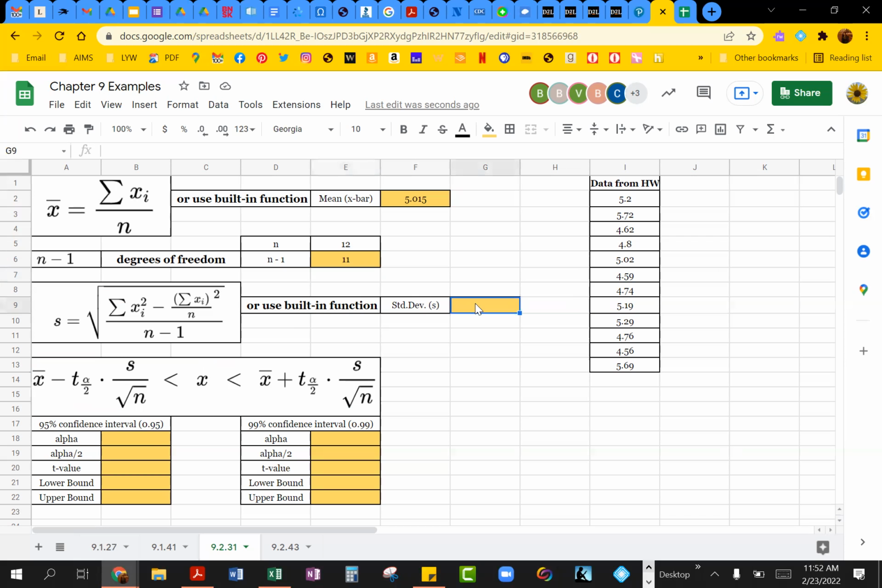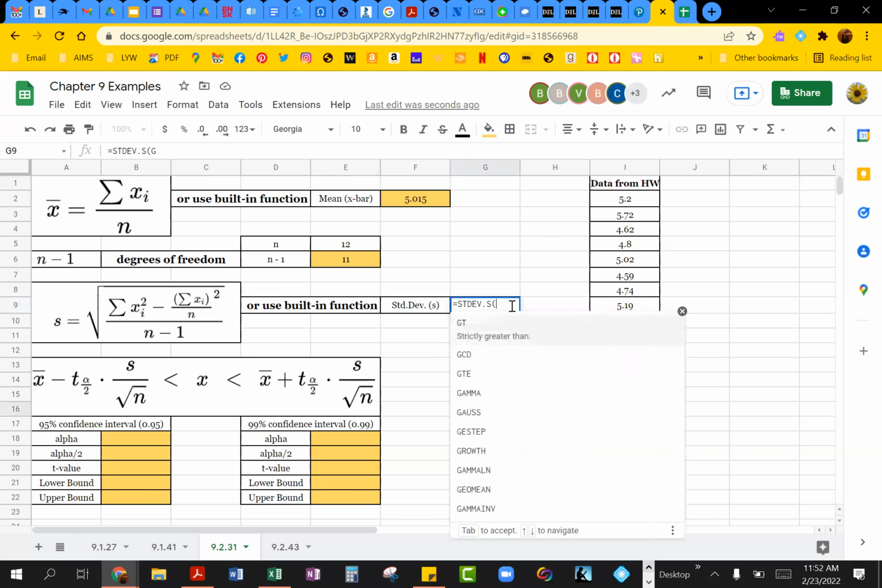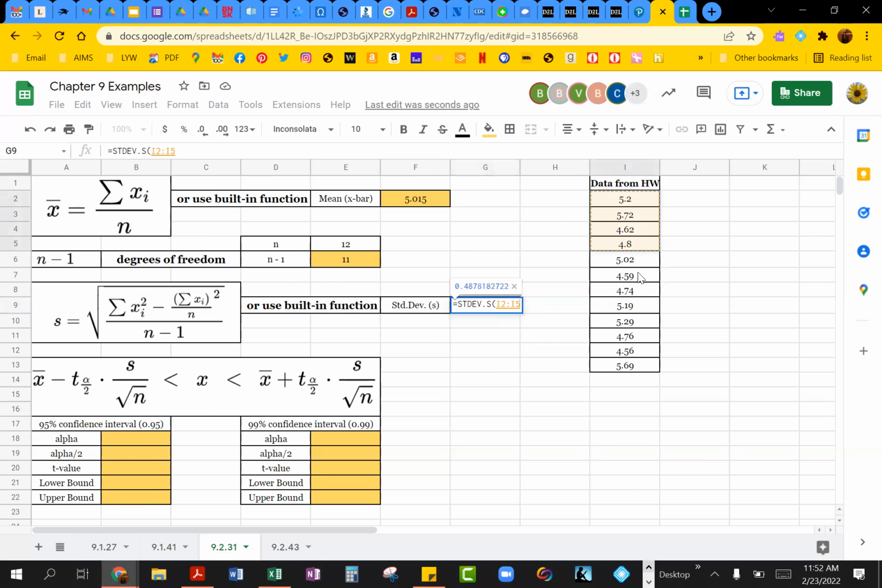So the first thing we can do is the standard deviation, the S value. Again, you can use this formula, which is from your textbook, or use the built-in function. Now remember guys, this is a sample. So since this is a sample, you are going to use the STDEV.S formula for the sample. So again, STDEV.S, and then go back to your original data and calculate the standard deviation for it. And you can see your standard deviation comes out to be 0.407174, keeps going.